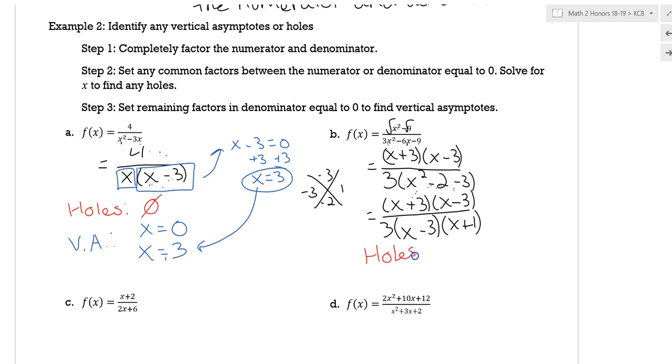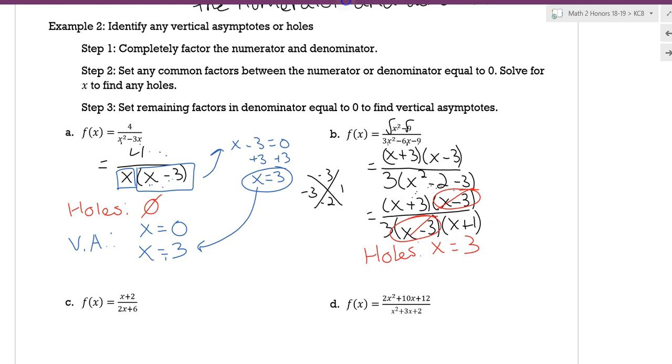Holes. All right, what do I have in common? Well, I have an x minus 3 and an x minus 3 that cancel. So that means I have a hole at x equals 3.